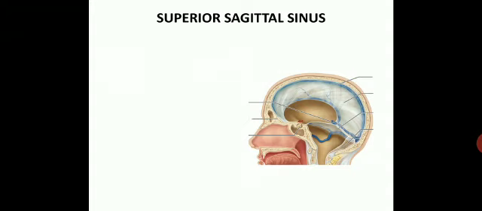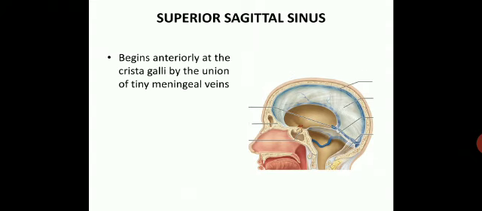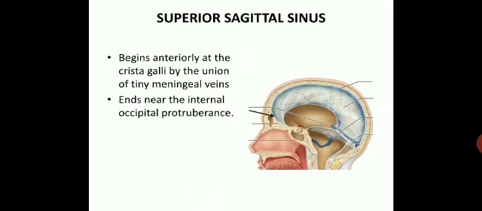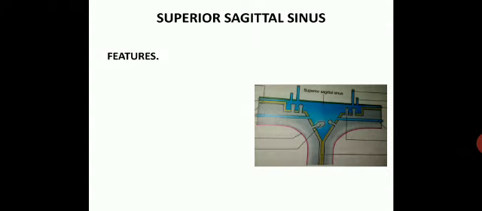So now, superior sagittal sinus. It lies between the two layers of falx cerebri along the convexity of its attached border. It begins anteriorly at the crista galli by the union of tiny meningeal veins and ends near the internal occipital protuberance, and it becomes continuous with the right transverse sinus. So the superior sagittal sinus will continue as the right transverse sinus.